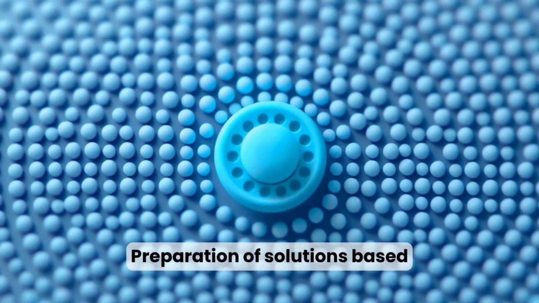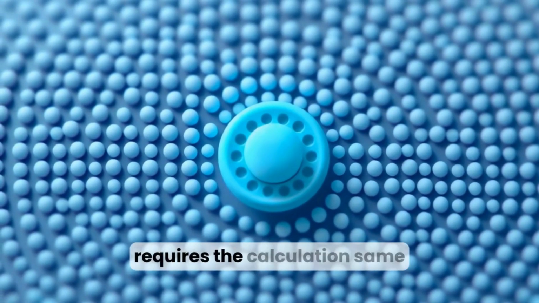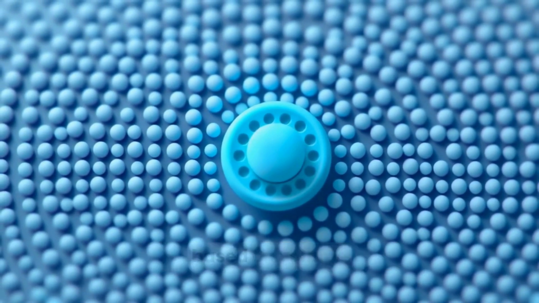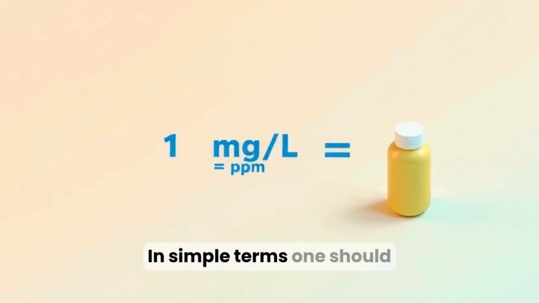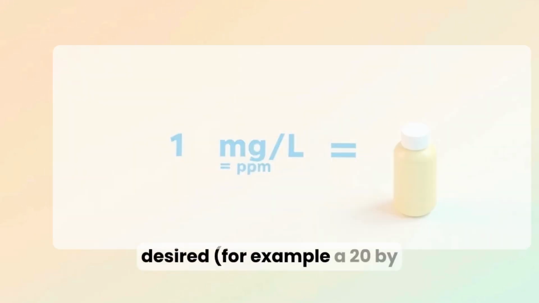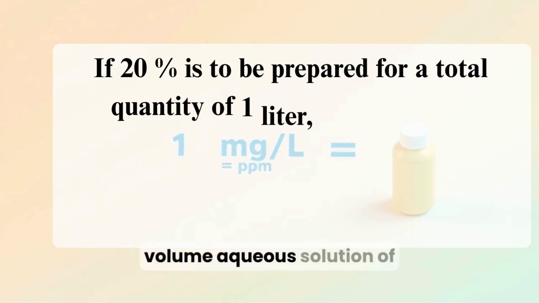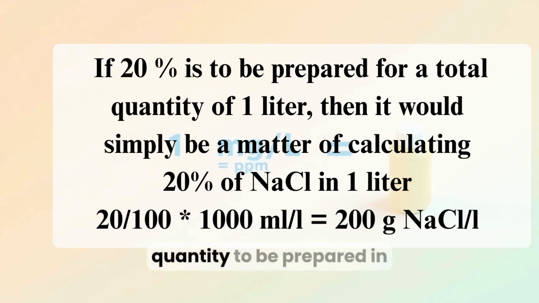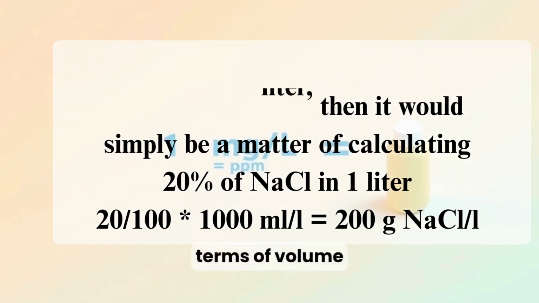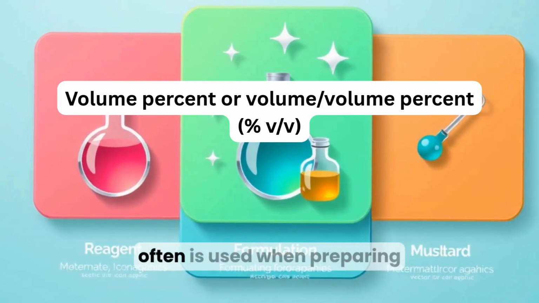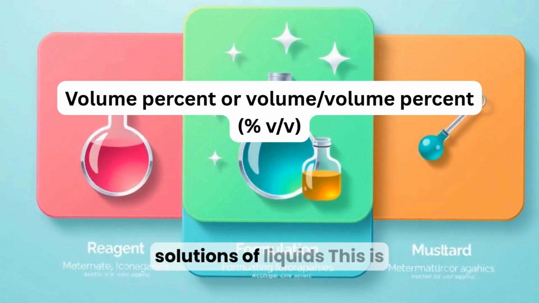Preparation of solutions based on percent by volume requires the same calculation as for percent by weight, except that calculations are based on volume. In simple terms, one should plan what percentage was desired, for example, a 20% by volume aqueous solution of sodium chloride, and the total quantity to be prepared in terms of volume. Volume percent most often is used when preparing solutions of liquids.